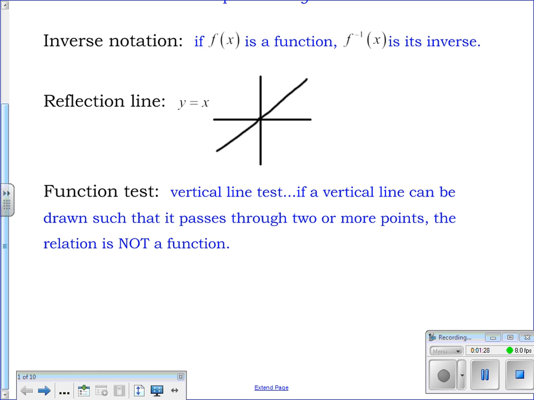Function test, the vertical line test. If a vertical line can be drawn such that it passes through 2 or more points, the relation is not a function. We've actually done that before. So remember the vertical line test. If it passes through more than once, it's not a function. It's a relation. Okay, I don't know if we actually do that in here, but we did that before when we were testing out functions. Is it a function, yes or no? Vertical line test. That's what that last part is.